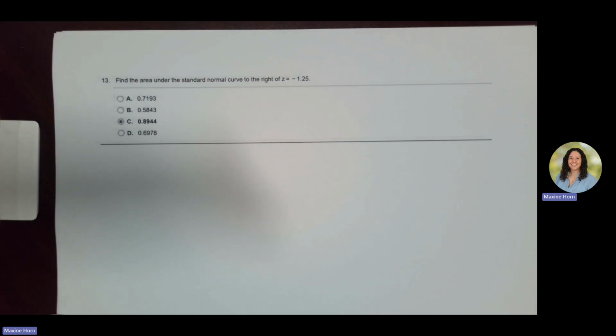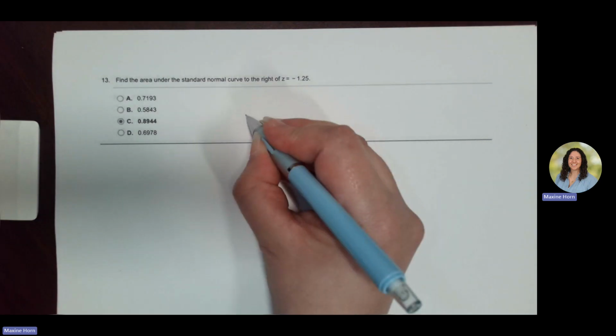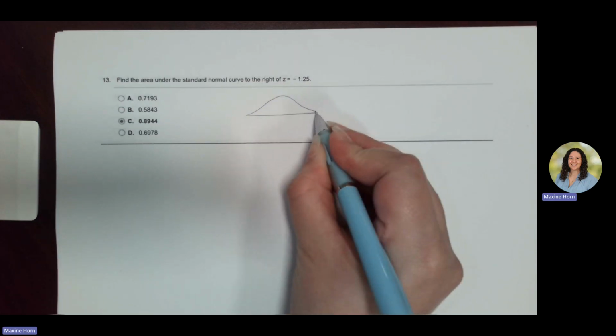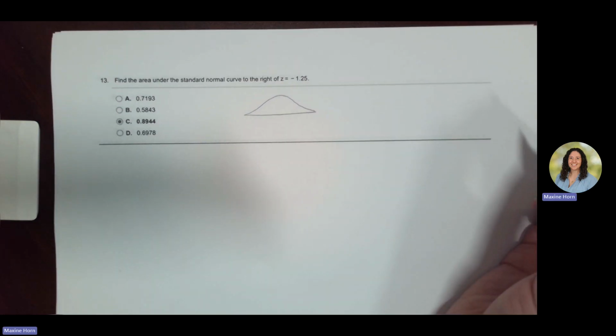Okay, perfect example, area to the right. So there's two ways to do this. One way is to just go through the same process that we just went through, right? It's always a good idea to sketch what you have happening. I'm a very visual learner, so the sketching is super useful to me.